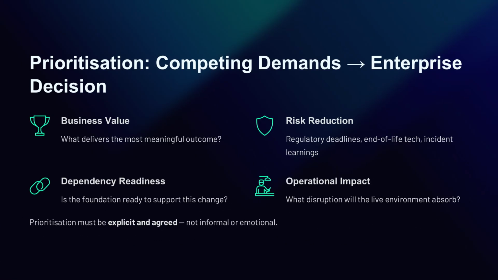With the guiding question in place, you now need prioritization because migration is always constrained by time, money, and people. Prioritization in phase F should be explicit and agreed, not informal and emotional. You prioritize based on business value, risk reduction, dependency readiness, and operational impact. You also consider urgency drivers such as regulatory deadlines, end-of-life technology, and major incident learnings. The outcome is a prioritization logic that leaders can defend and teams can trust.